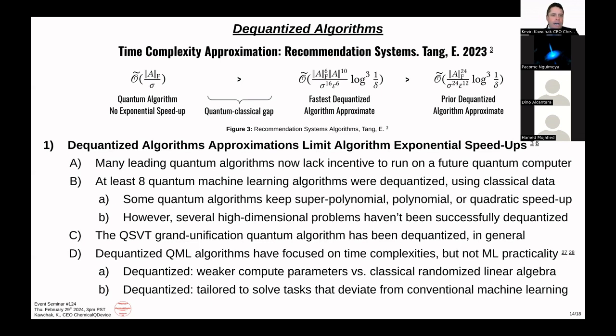And like I said, many leading quantum algorithms now lack incentive to run on a future quantum computer. And at least 8 of these have been dequantized, and there are several of the high dimensional problems that haven't been successfully dequantized yet. So it is still a developing field. But I think the thing that you're seeing in literature is it's just like, we did this and it was significantly better than our one before.